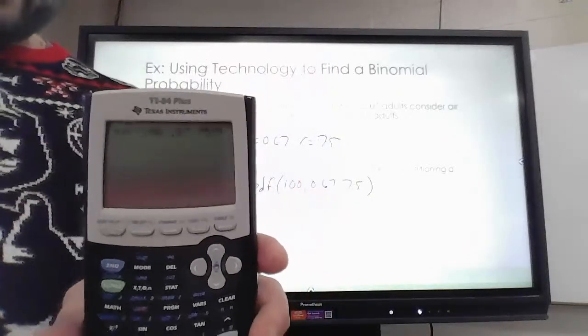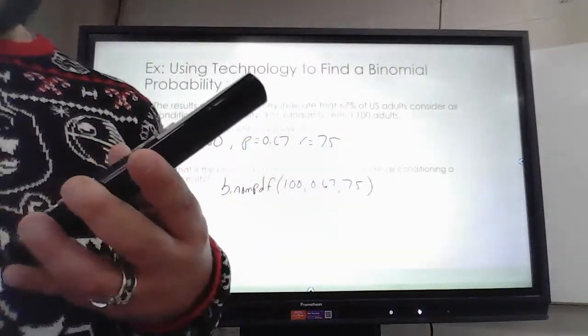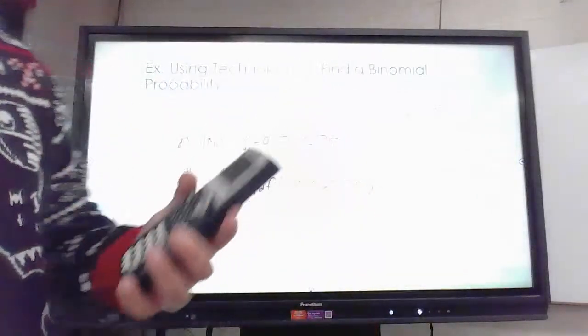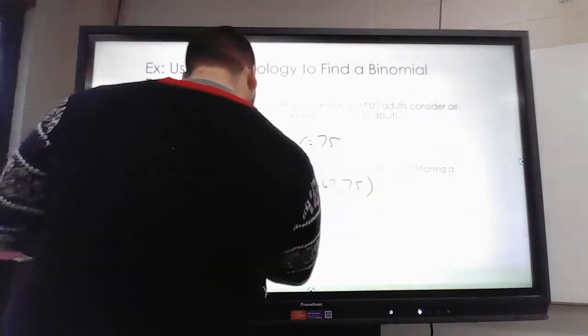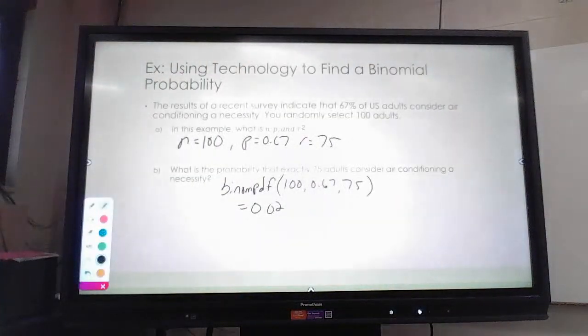So when I press enter twice, here it is. There's the formula all typed out in my calculator for me. I'm going to press enter, and here's my value, 0.020. Or 0.02, 2% chance.